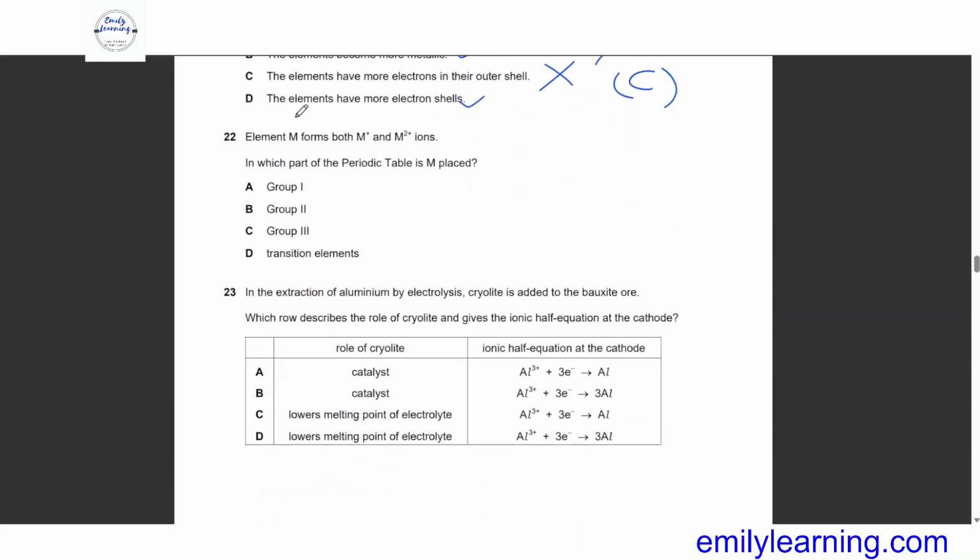Question 22. Element M forms both M+ and M2+ ions. So which part of the periodic table is M placed? If it can exhibit variable oxidation state, very likely it is a transition metal, because group 1 generally forms ions with a charge of +1. Group 2 forms ions with a charge of +2. Group 3 forms ions with a charge of +3. Transition elements have variable oxidation states, so they can have different oxidation states. For example, copper can form copper ions, which is Cu+ as well as Cu2+. Iron can form Fe2+, Fe3+, and so on.